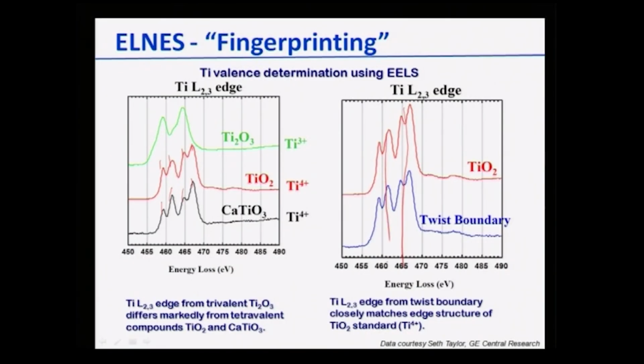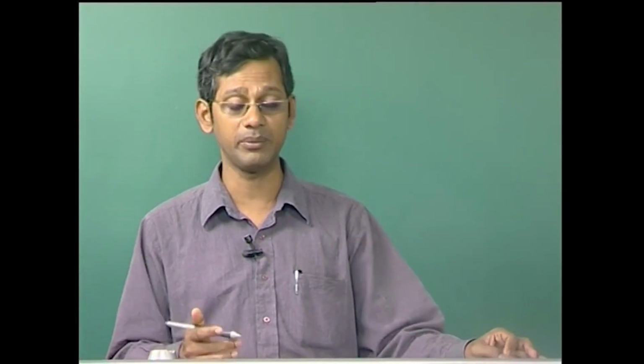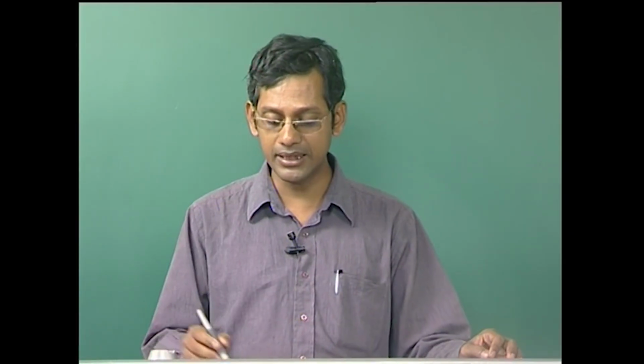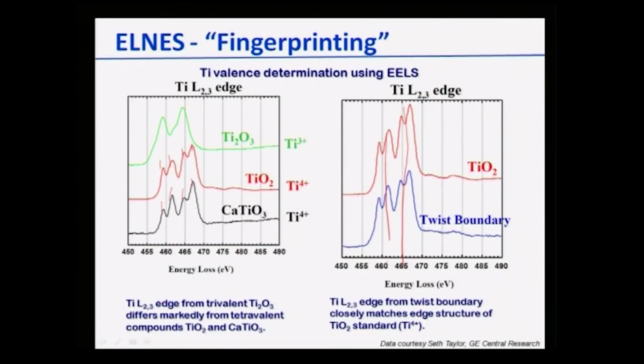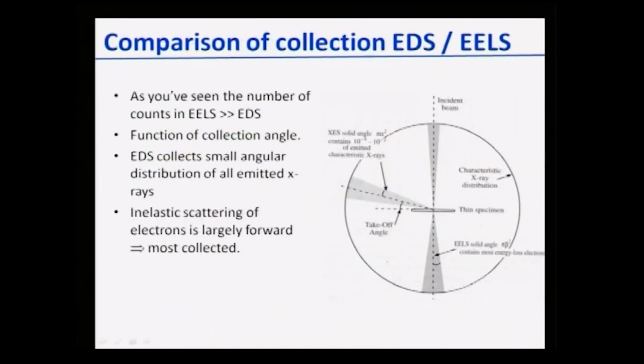So therefore the Ti-L23 edge from the twist boundary, although it closely matches the edge structure of TiO2 standards, has different fine structures. That cannot be discussed within the framework of this lecture, because one needs to know what a tilt boundary structure is and what all things can be there in a twist boundary structure. So therefore it can be done. This particular material is taken from Seth Taylor of GE Global Research, and it is very important information.